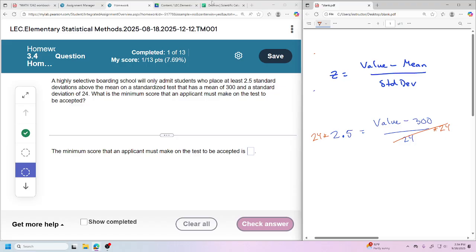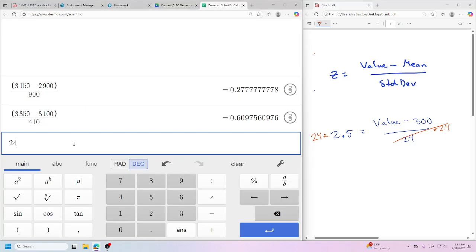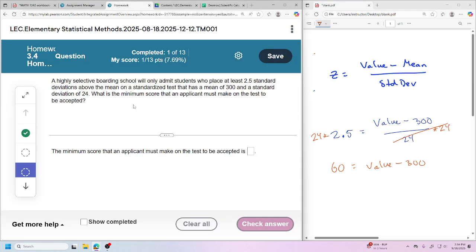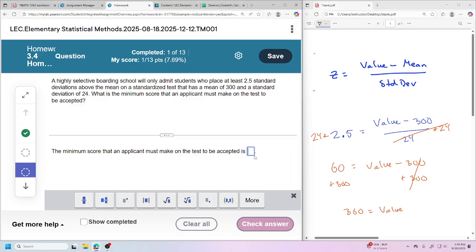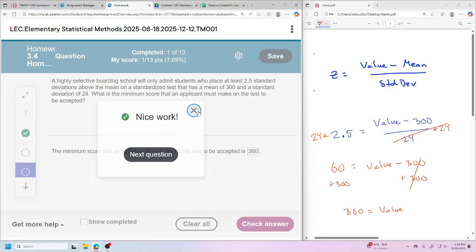2.5 times 24. Real quick, let me go and find that one out. Oh, whoa. That was not what I expected. And then how do I finalize it? How do I solve? Add 300. And so there's my final answer. There is a formula that I can give you for this, and I think I might have put it on the workbook. But yeah, let's try this out, and yeah, awesome.